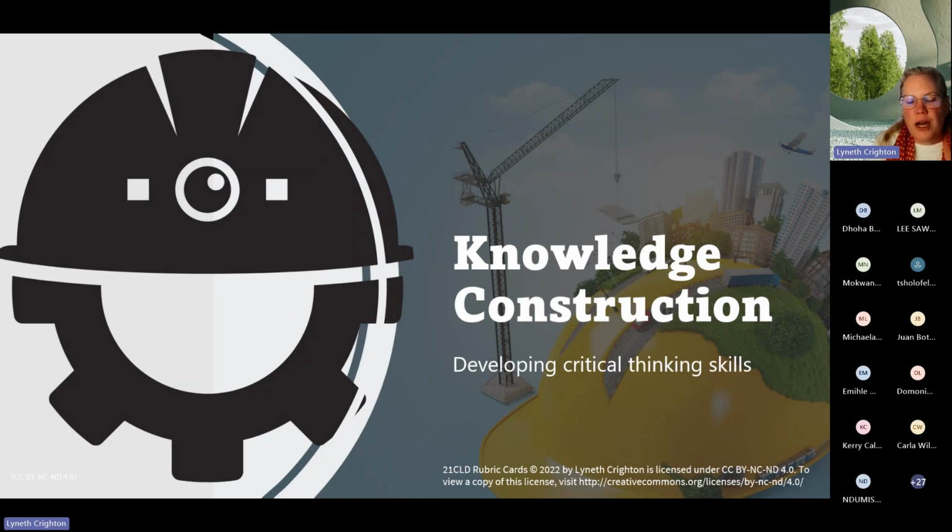So knowledge construction is the first one, and I'm a computer teacher, CAT teacher, but the way I learn is to associate images with the things that I'm trying to remember. So I associate construction with hard hats, the yellow hard hat, and we're trying to build something. We're trying to build knowledge in students.